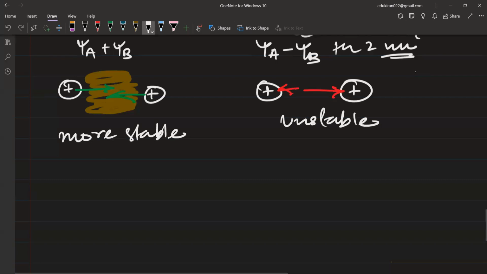यहाँ तक clear है सबको? Yes or no? Please tell me, guys. Yes, sir.